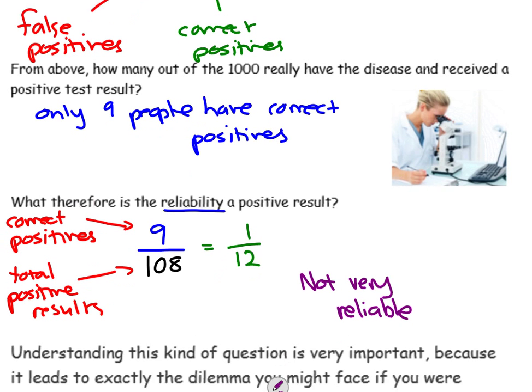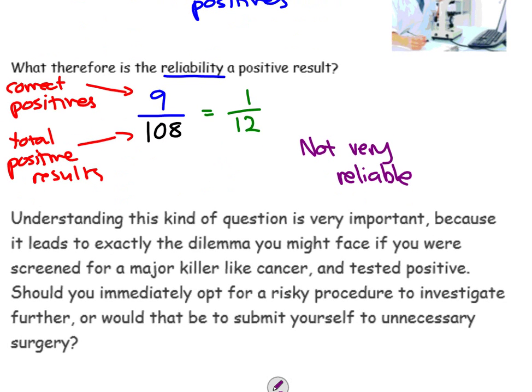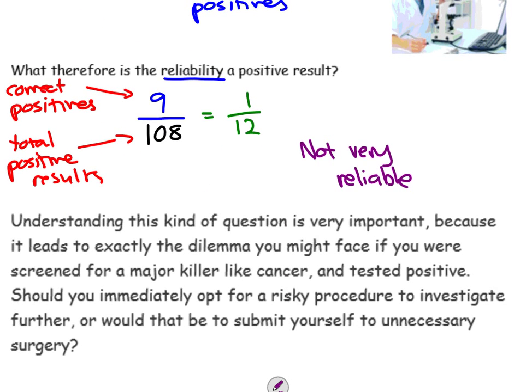So what was the point of that? It was just to show you a little real-world application of a bit of probability. Understanding this kind of question is very important because it leads to exactly the dilemma you might face if you are screened for a major killer like cancer and tested positive. Should you immediately opt for a risky procedure to investigate further, or would that be to submit yourself to unnecessary surgery? It's a sign that maybe you would want a second opinion or a different kind of test from a different practitioner.